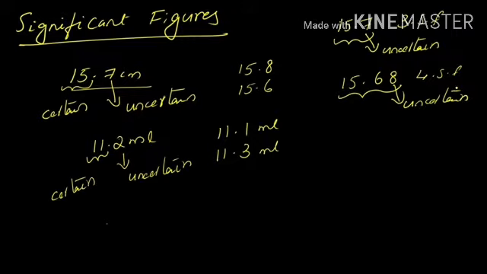So in this number, after the point, 6 is there and 8, the last digit, is the uncertain value. If it is measured by someone else, they can get a value of 15.67 or they will get 15.69. Like that, they will get a lot of values. But 15.6 is certain and they all will get a value of 15.6 itself.